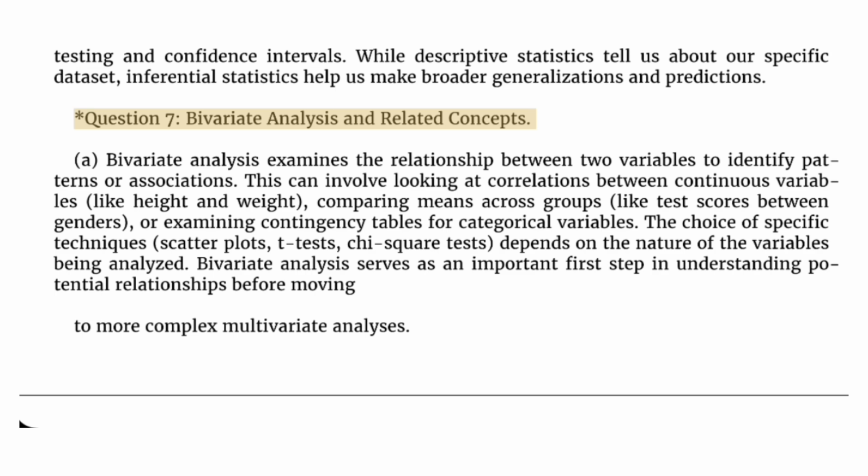Question 7. Bivariate analysis and related concepts. A. Bivariate analysis examines the relationship between two variables to identify patterns or associations. This can involve looking at correlations between continuous variables like height and weight, comparing means across groups like test scores between genders, or examining contingency tables for categorical variables. The choice of specific techniques, scatter plots, t-tests, chi-square tests, depends on the nature of the variables being analyzed. Bivariate analysis serves as an important first step in understanding potential relationships before moving to more complex multivariate analyses.